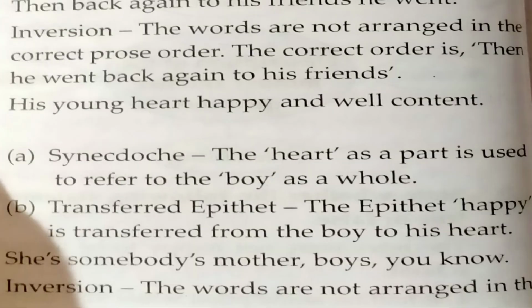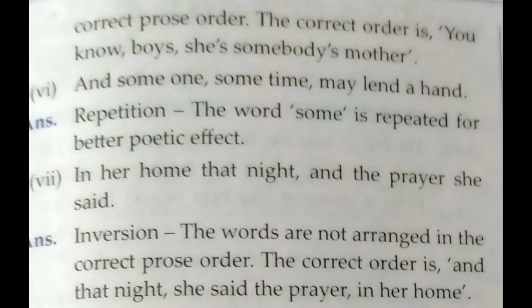Then, she's somebody's mother, boys, you know. It is an inversion. The words are not arranged in the correct prose order. The correct order is, boys, you know, she is somebody's mother. And someone sometimes may lend a hand. It is a repetition. The word 'some' is repeated for better poetic effects. In her home that night the prayer she said. It is an inversion. The correct order is, and that night she said the prayer in her home.